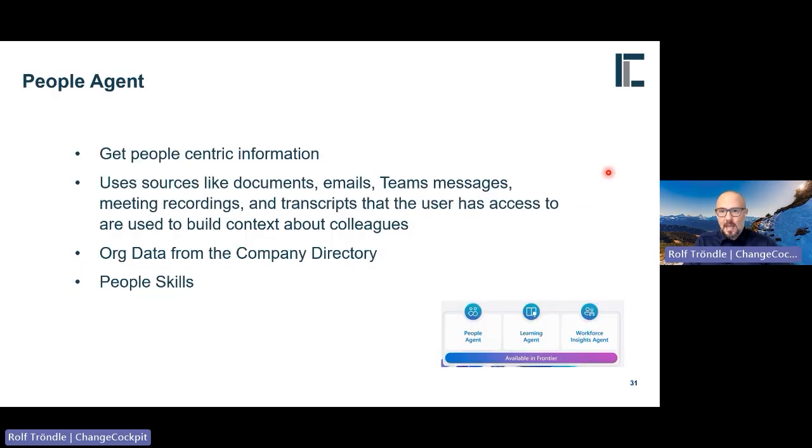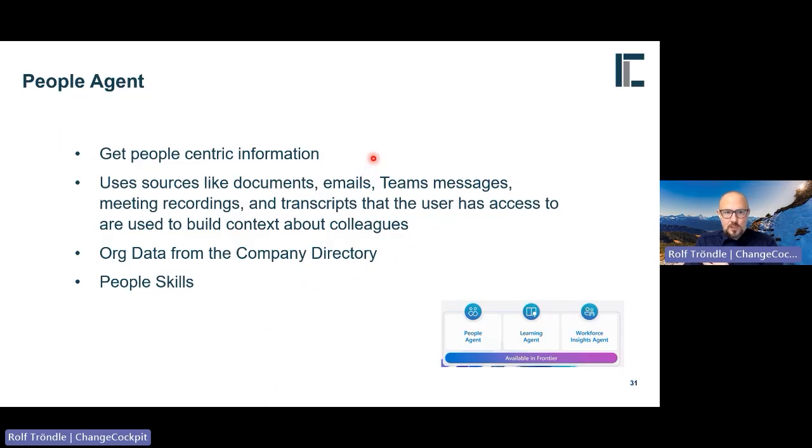Then we have some people agents, some people stuff. We have three agents, and we will have a look at the three now. We have the people agent, the learning agent, and the workforce insights agent. These are kind of based together. It's also kind of combined with the people skills framework we've seen before.